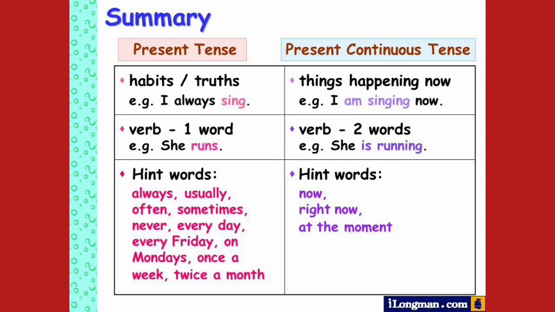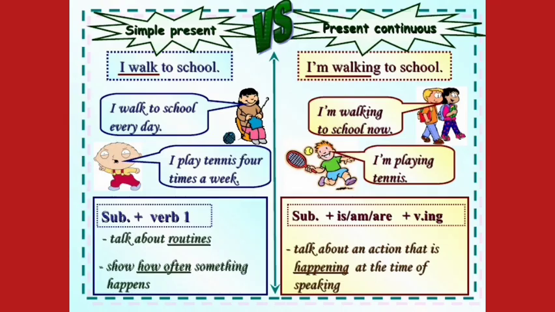In the present tense, generally you will get one verb. For example, she runs. But in the present continuous tense, you will get two verbs. For example, she is running. Is is the present form of the auxiliary verb or the be verb, and then with the main verb you have to add ing. She is running. Now, how to identify that the sentence is written using the simple present tense? Hint words: always, usually, often, sometimes, never, every day, every Friday, on Mondays, once a week, twice a month, like that. And the hint word for present continuous: now.